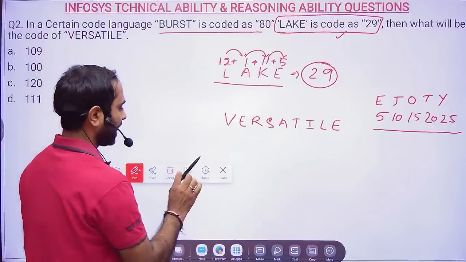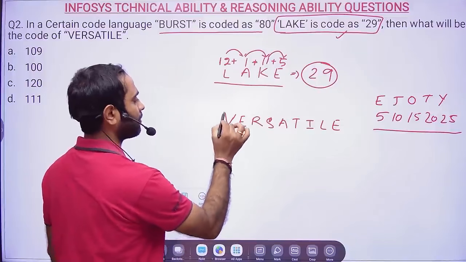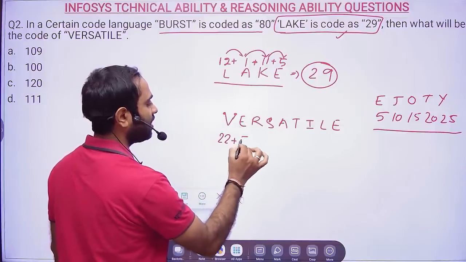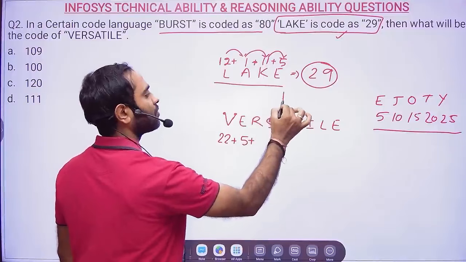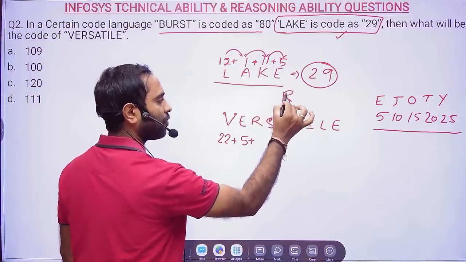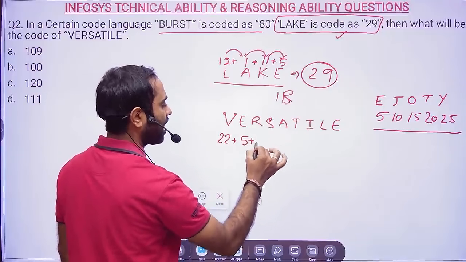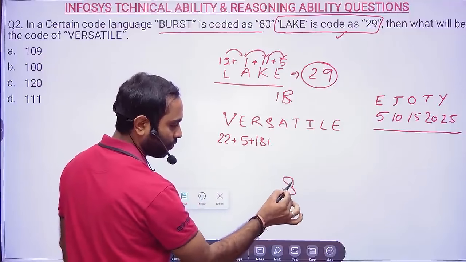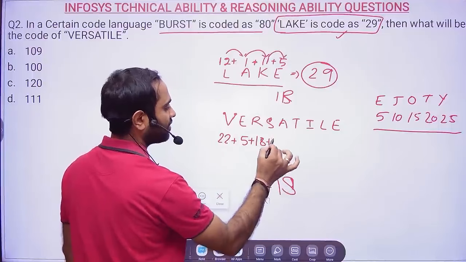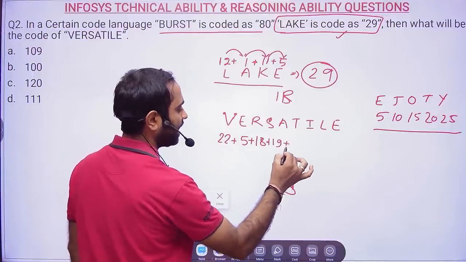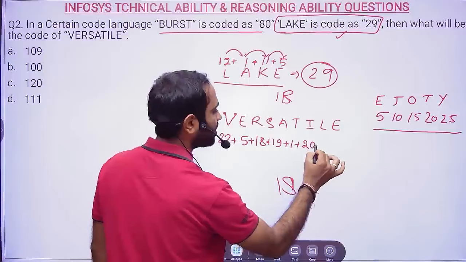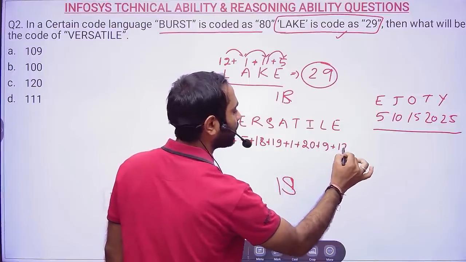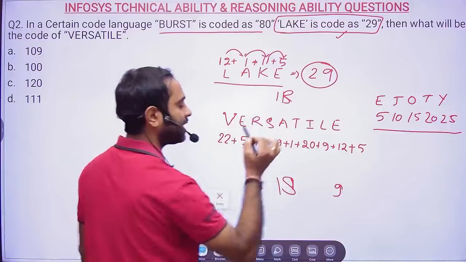Okay, the same thing we will do for versatile. Now V, you see there are 2 points, so this will be 22. E will be 5. R: if you write it like this and close this, it will become 8, so R code is 18. Now S, this is S. If you close this, it will become 9, so it is 19. And then A is 1, T20 match, so T is 20. I looks like 9 only. Lunch 12 in SBI, and E will be 5.